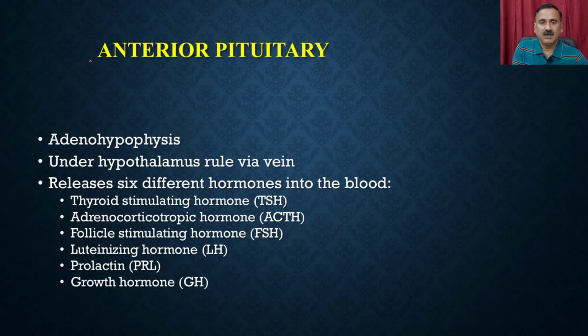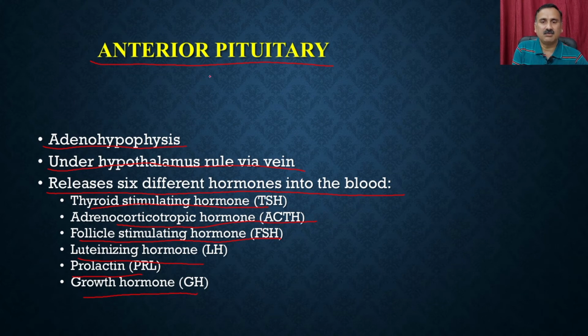So, in the anterior pituitary you have the adenohypophysis, and then under the hypothalamus control via the vein, it releases the 6 different hormones into the blood. It can release the thyroid stimulating hormone, the adrenocorticotropic hormone ACTH, and also FSH or the follicle stimulating hormone, luteinizing hormone, prolactin, and the growth hormone.